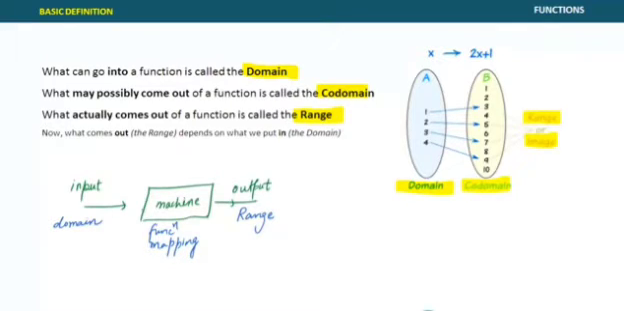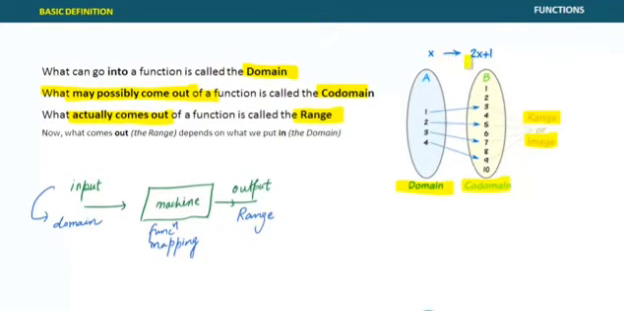So function is a machine. Machine works only when it takes some input. So input is mathematically domain, and it will return some output, which is called range. Then what is codomain? Understand this. Codomain is what may possibly come out of a function. May possibly, right? It is not that it will exactly come out, but what may possibly come out. But what actually comes out of a function or a machine is called the range.